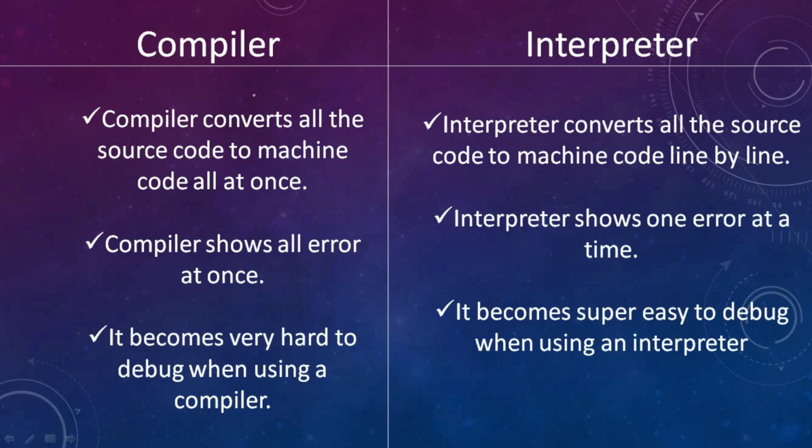Now a difference between compiler and interpreter. Now what is a compiler? It converts all the source code to the machine code at once, which means the errors will be shown at once. So it becomes a bit confusing what error is coming first, why this error is coming. It will be very difficult. So this makes debugging very hard. Now in the other case, the interpreter converts all the source code to machine code line by line, which means the interpreter shows one error at a time. So it becomes super easy to debug when using an interpreter.